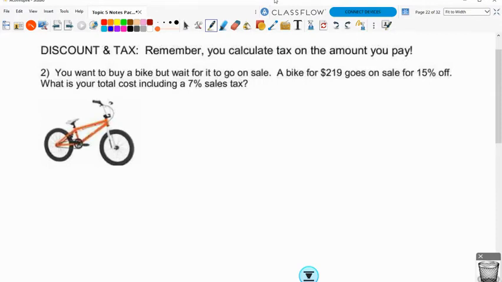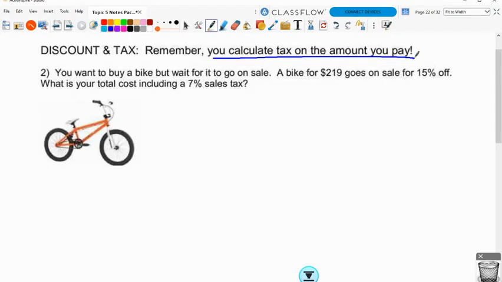In the next example, we're going to look at a discount and tax question. All right, a lot of times stores will have a sale. So their items won't be the regular price, they're going to be on sale, and then with that sale price, you still have to pay tax. Remember that you calculate tax on the amount that you pay. It's always important to remember that.